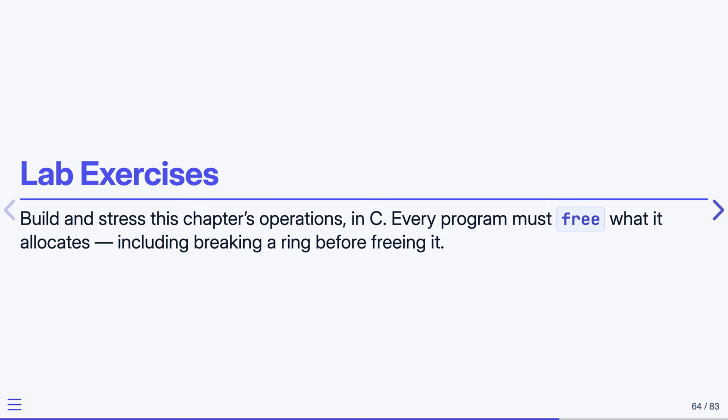Now it is your turn to write some code. In these labs you build and stress this chapter's operations. In C there is one rule for every program. You must free what you allocate, and when you have a ring, you must break the ring first before you free it.